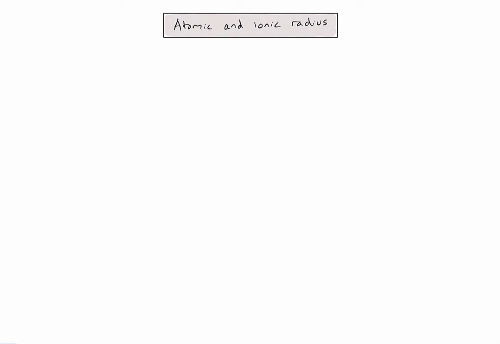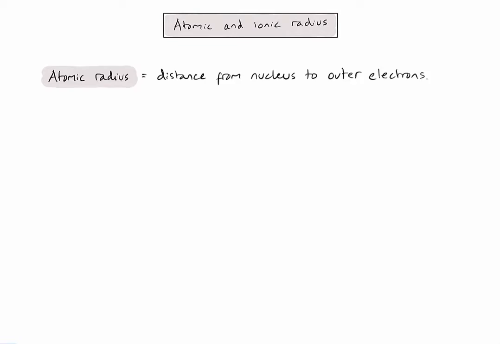This video is going to attempt to explain the trends in atomic radius and also ionic radius. So to start with, let's identify what these terms mean. Atomic radius is effectively the distance from the nucleus of an atom to its outer electrons.